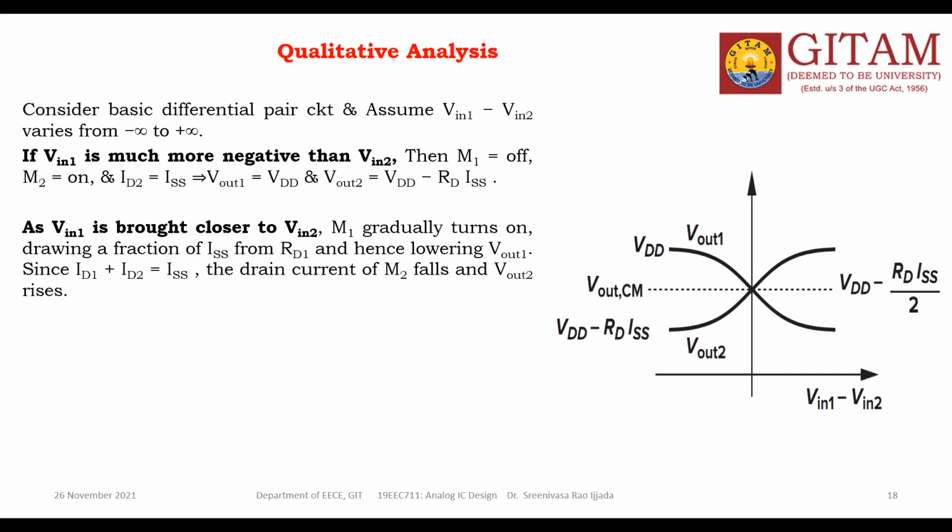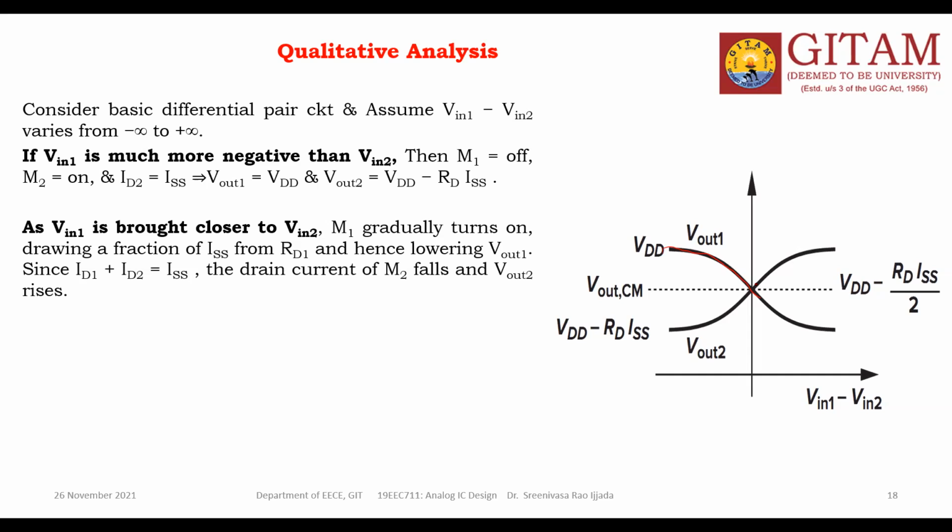Now since the current is flowing in this branch also, a drop appears across the RD, so that your output Vout1 is decreasing now. This is the observation, and this is the reason why Vout1 is decreasing. The reason is: as the gate potential is increasing, what happens? Your transistor M1 goes to cutoff, then saturation, then triode region. Based on that, this current is going in the circuit.